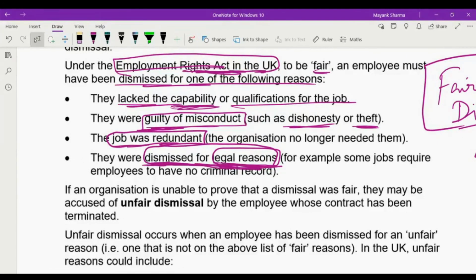You should read and understand and learn these. First, the employee is not qualified enough or capable enough. That's why the employee is dismissed. Second, the employee is guilty of misconduct. The employee has done something which he was told not to do. Third, the job was redundant. The job is no more required. The job is no more in place. And fourth, dismissal for legal reasons. Legally, you are not allowed to be employed.